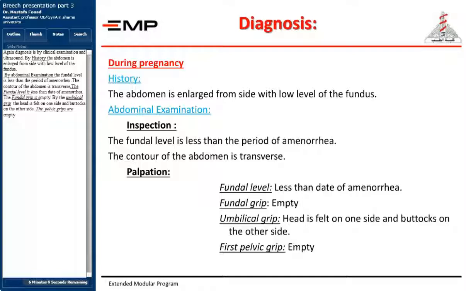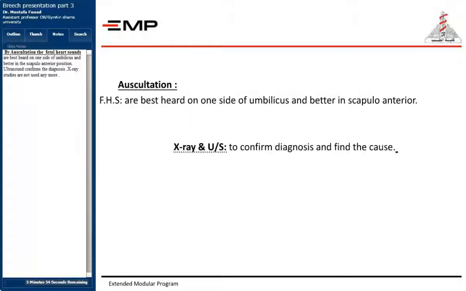The fundal grip is empty. By the umbilical grip, the head is felt on one side and the buttocks on the other side. The pelvic grips are empty. By auscultation, the fetal heart sounds are best heard on one side of the umbilicus and better in the scapulo-anterior position. Ultrasound confirms the diagnosis. X-ray studies are not used anymore.